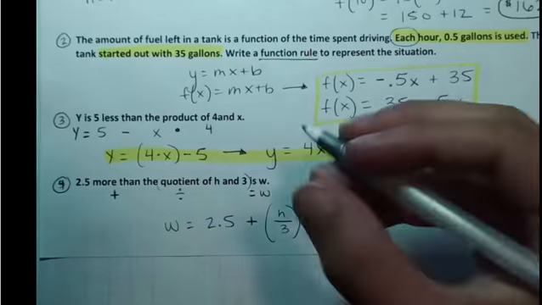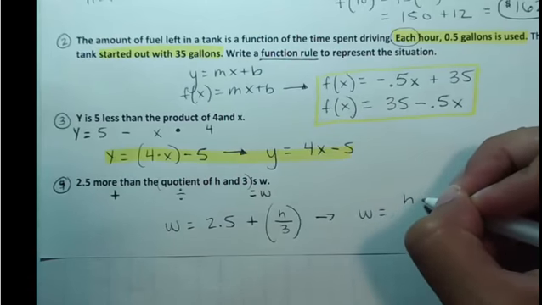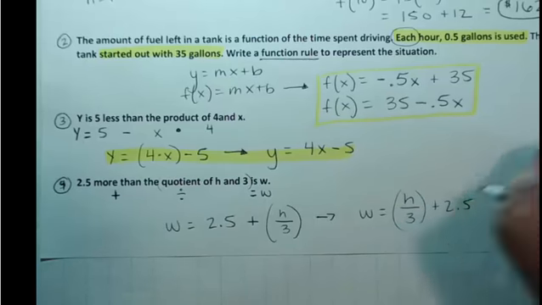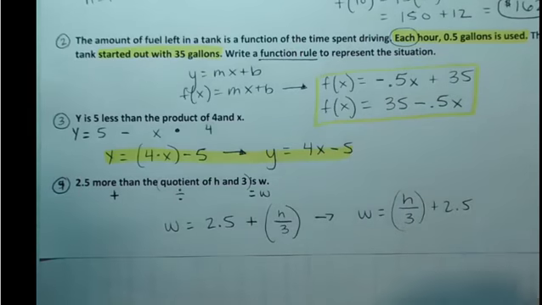So that would be one way. Another way you could have written this is w is equal to h divided by 3 plus 2.5. Because again, no matter what more than, it could be in front or behind. So one of those two answers.